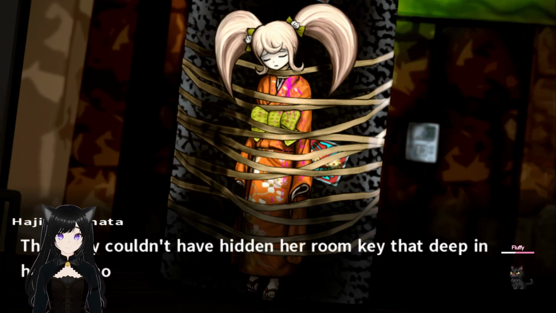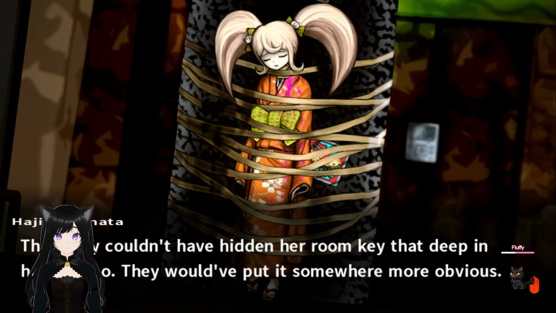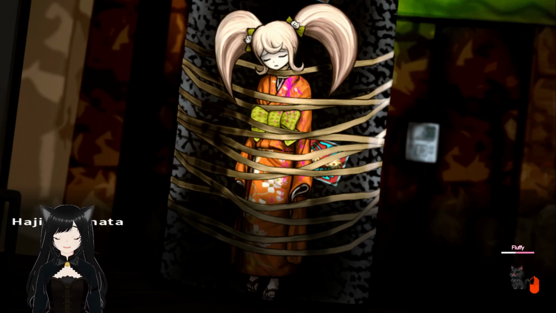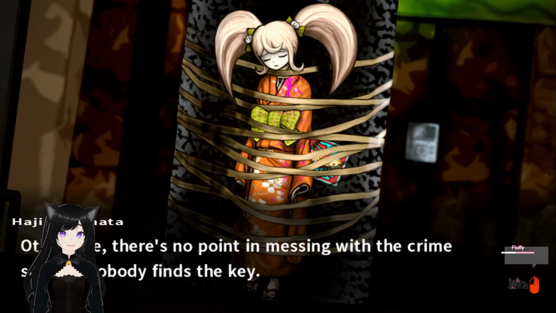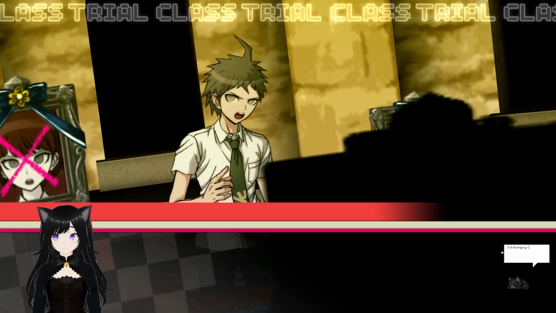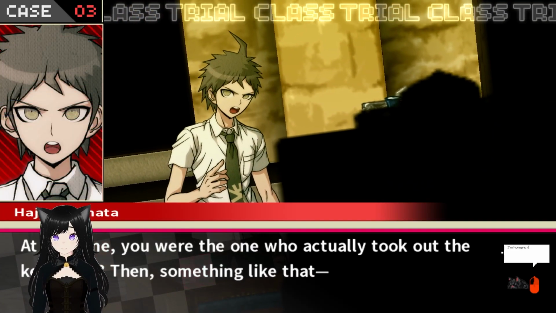Then they couldn't have hidden her room key that deep in her kimono. They would have put it somewhere more obvious. Right. Otherwise, there's no point in messing with the crime scene if nobody finds the key. Exactly, because we almost missed it. At the time, you were the one who actually took out the key, right?